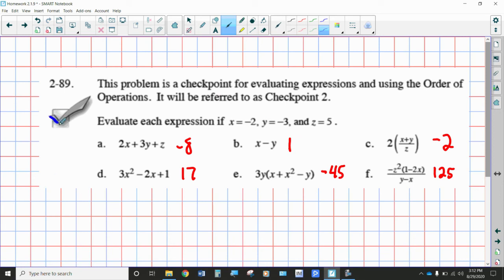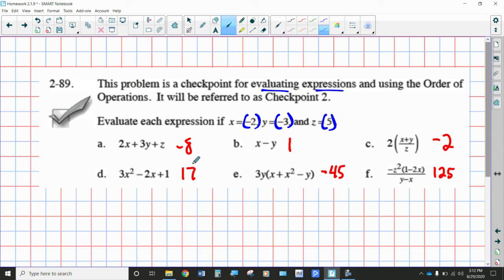And check the problem. This means, at the end of the chapter, that you should be an expert at evaluating expressions at this point. So you take these values, you plug them into the expressions, and then you use the order of operations to get to your answer. Take a look at each one of these. If you're struggling with those, don't understand where you made a mistake, let me help you.